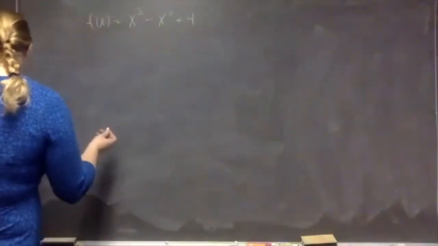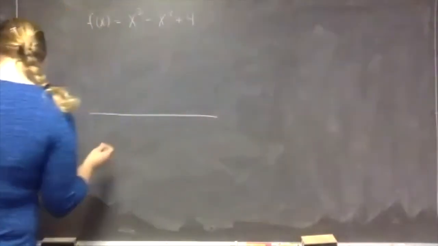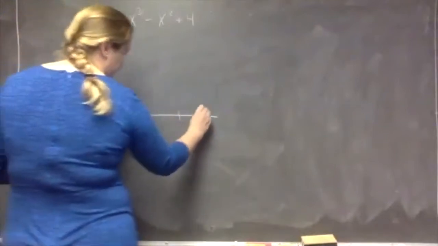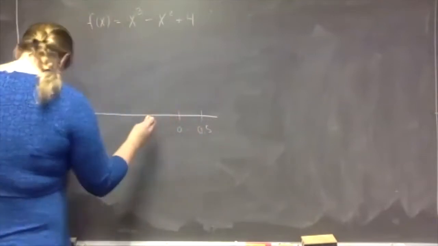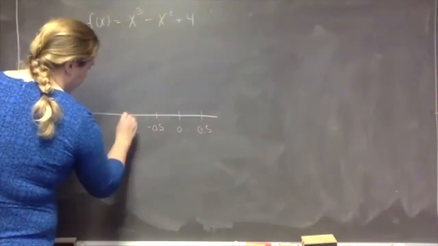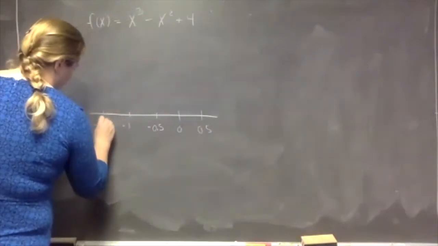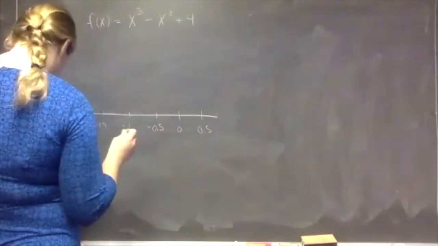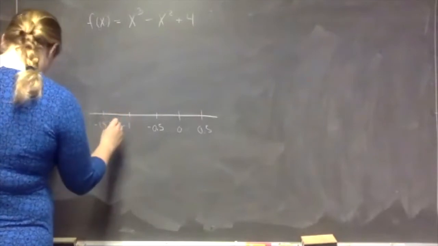So our function looks locally something like this, where I graphed it. We have 0, 0.5, 0, negative 0.5, negative 1, negative 1.5. And then it goes through 0 somewhere around here.